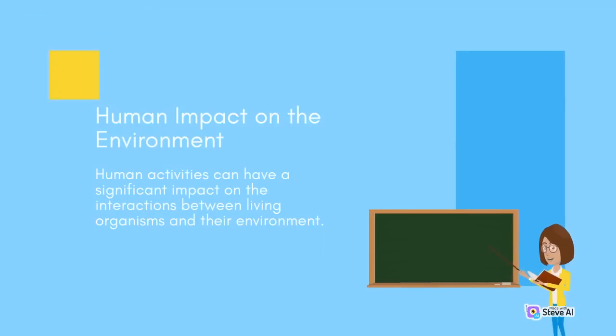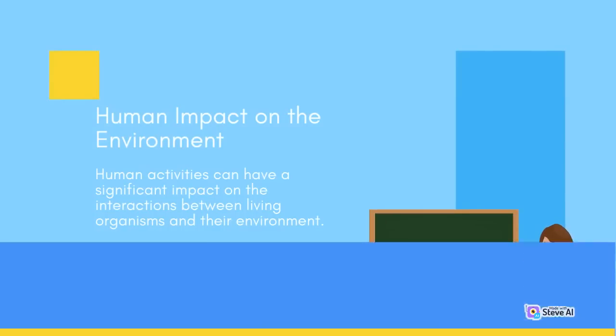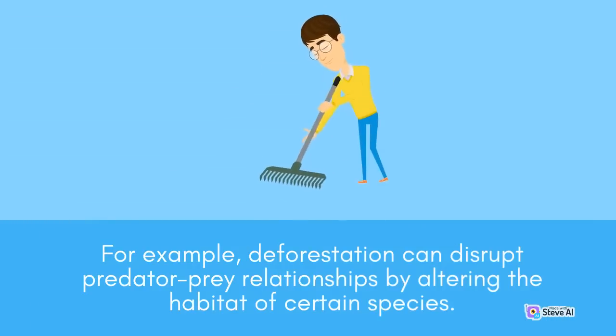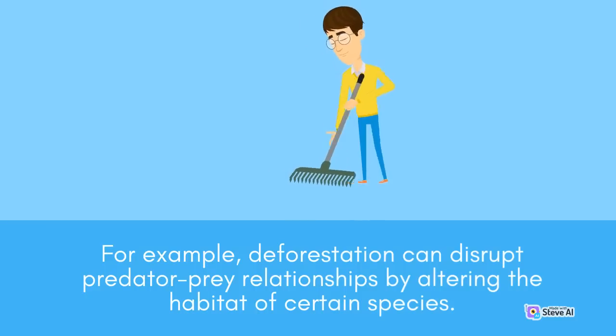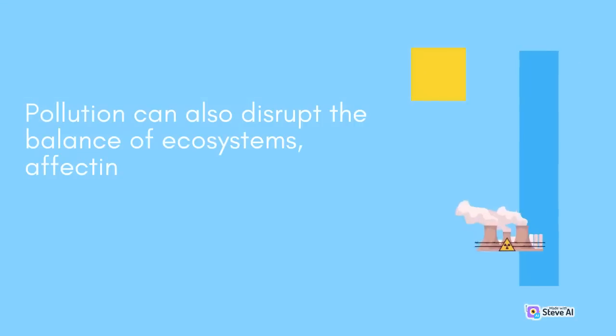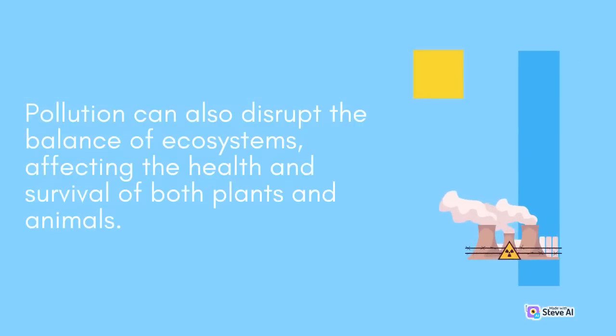Human impact on the environment. Human activities can have a significant impact on the interactions between living organisms and their environment. For example, deforestation can disrupt predator-prey relationships by altering the habitat of certain species. Pollution can also disrupt the balance of ecosystems, affecting the health and survival of both plants and animals.